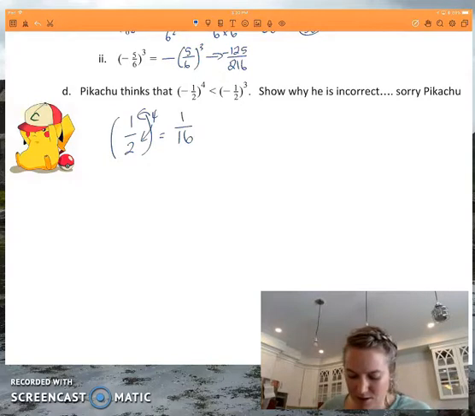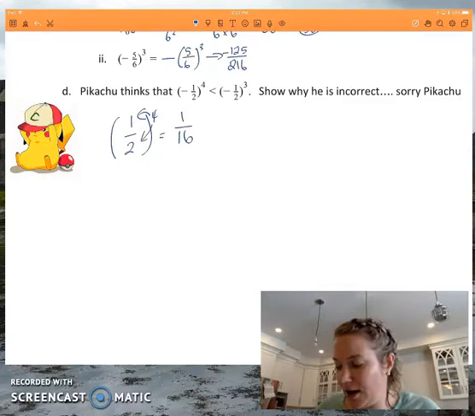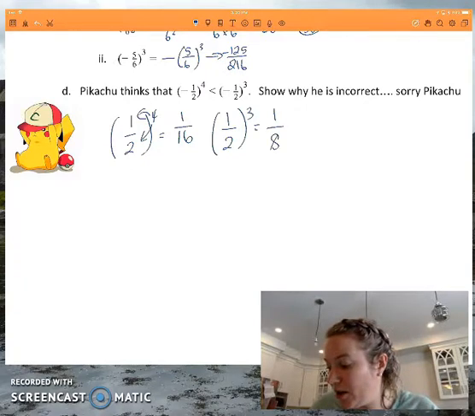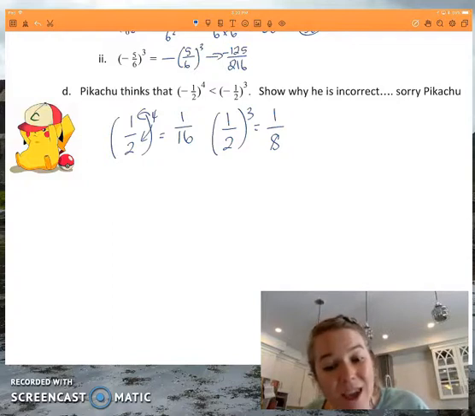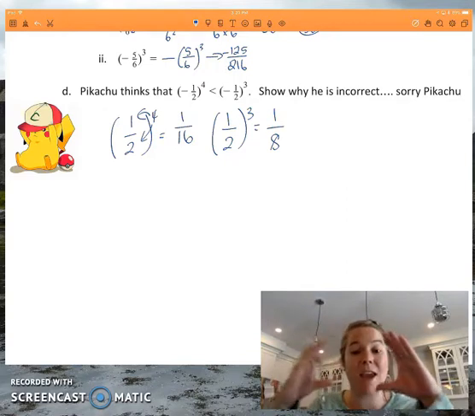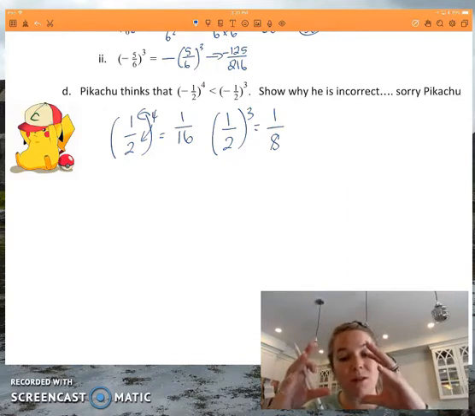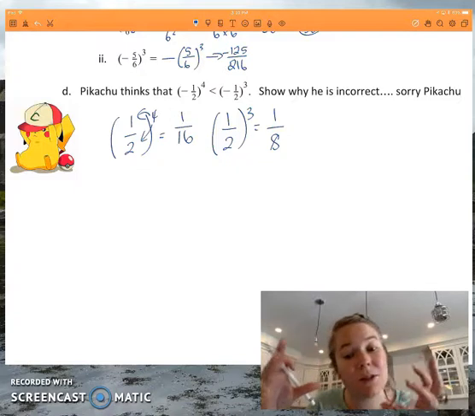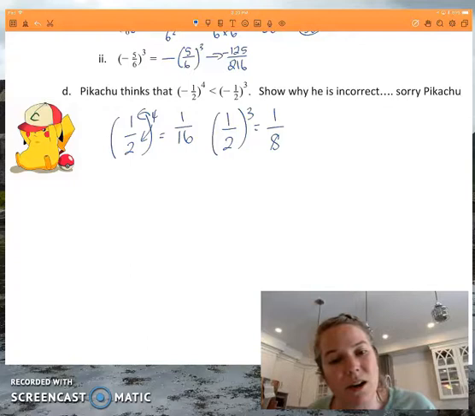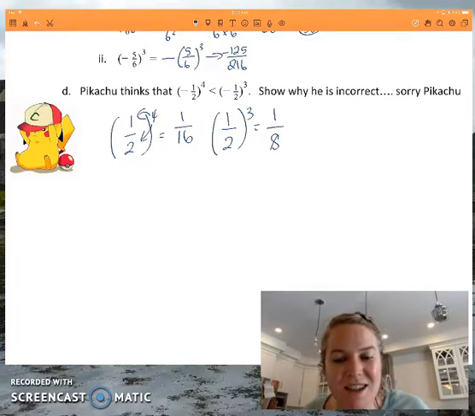This is going to be 1/16. 2 to the exponent 4 is 16. Okay? Whereas 1/2 all to the exponent 3 is going to give you 1/8. And 1/8 is larger than 1/16. I think of taking one whole thing and cutting it into 8 pieces. Those pieces are going to be larger than if we cut it into 16 pieces. Each piece is going to be smaller if there's 16 of them. So 1/8 is larger. But it's the negatives.